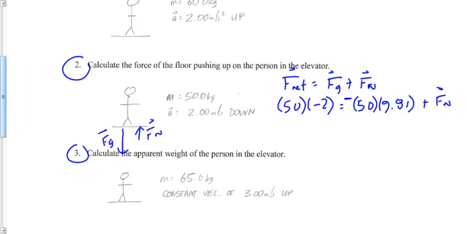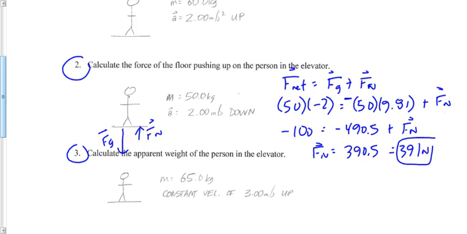50 times negative 2 is negative 100. This is negative 490.5. We're going to take the 490.5 over by adding, and we get 390.5. We should round that to 3 digits, or 391 newtons. How many people got that? Is there a mistake there? I just saw a hand up before. Mistake? How many people got that? Okay, good.